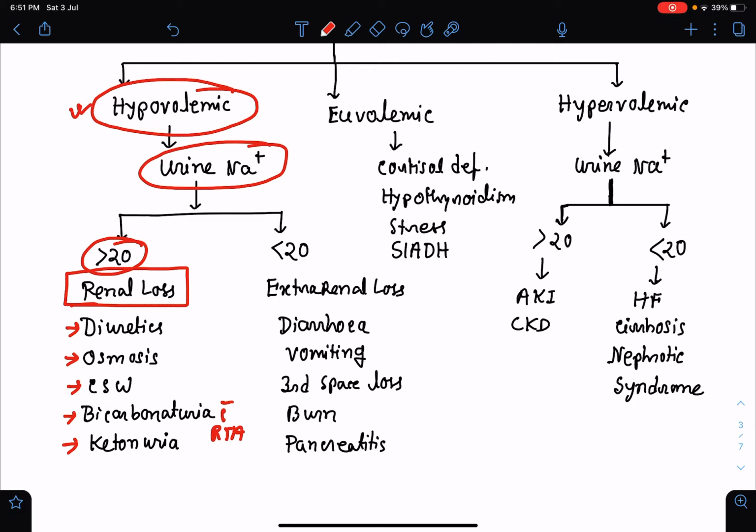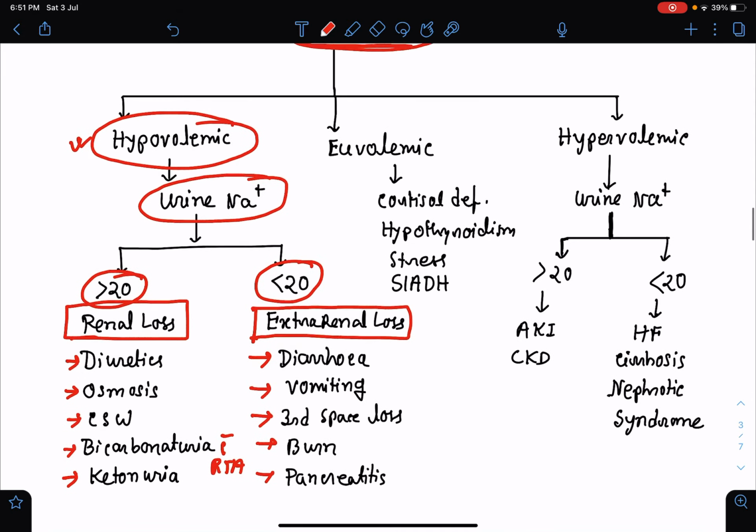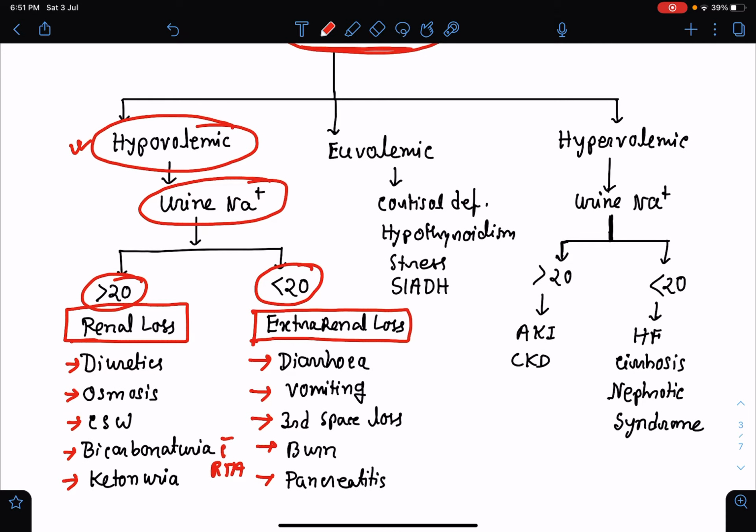If urinary sodium is less than 20, that means the loss of sodium is extra renal. It can be GI loss or insensible loss. So it can be due to diarrhea, vomiting, third space loss, burns, pancreatitis, or loss through sweat. This is about hypovolemic hyponatremia.